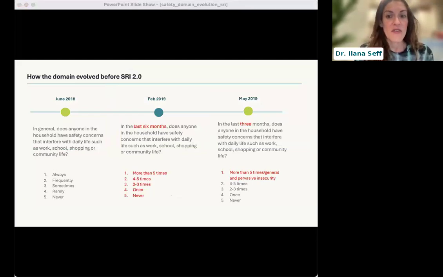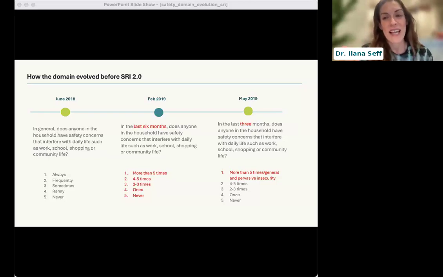So this just shows a few different iterations of the safety domain that we saw at the beginning, before releasing version 2.0 of the SRI. When we first joined the team, the safety domain was measured with one question: In general, does anyone in the household have safety concerns that interfere with daily life, such as work, school, shopping, or community life? And you can see the answer choices focused on a level of frequency in general.